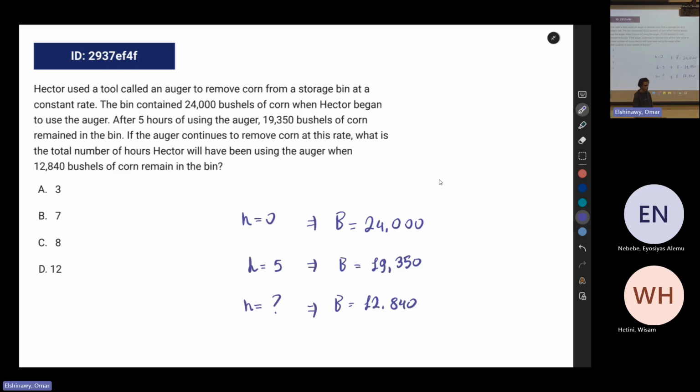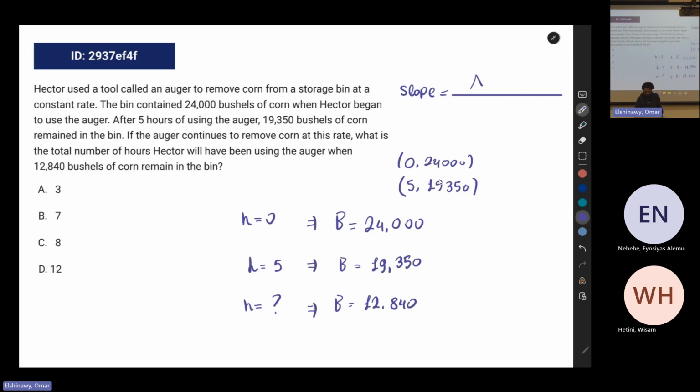And you can assume that the behavior is linear. Then you can think of these two as 2 points on a line. So (0, 24,000) and (5, 19,350). And you can find the slope of this line. So can you tell me what the slope or the rate of change in this case would be? Step by step.